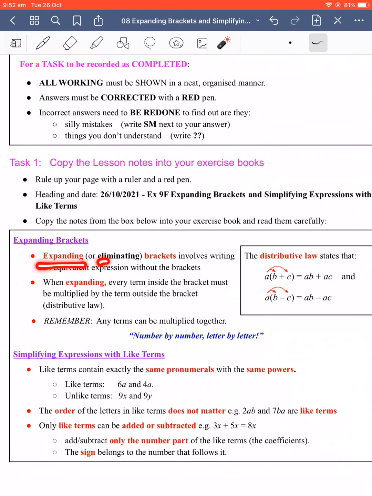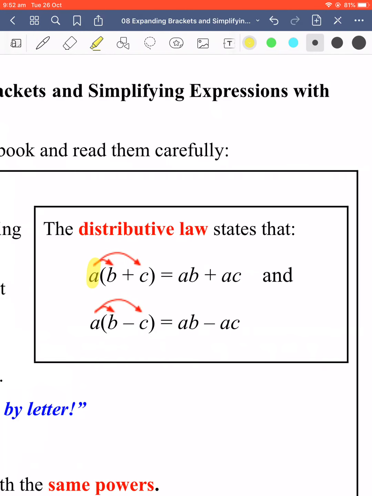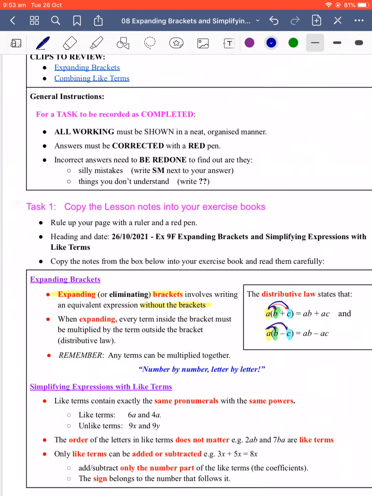Expanding or eliminating brackets involves writing an equivalent expression without the brackets. Basically, we are using what we call the distributive law. If I'm expanding brackets, I want to get rid of them, so I want to apply what is outside to what is inside. Essentially, as you have here, we are multiplying. We'll go through that a little bit more in a second.